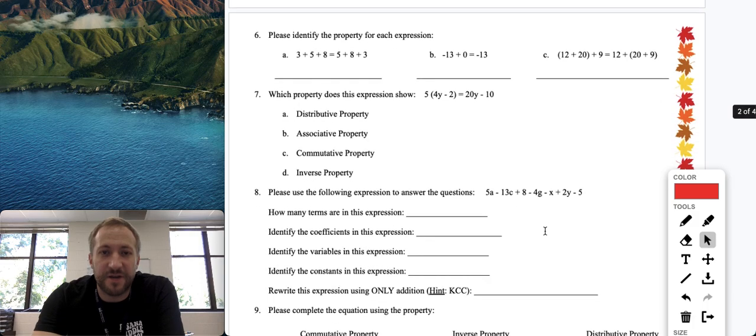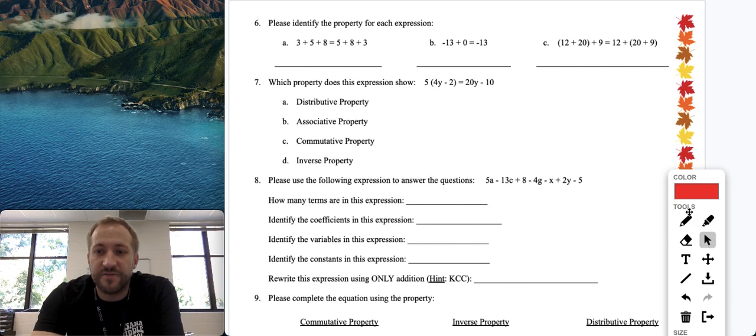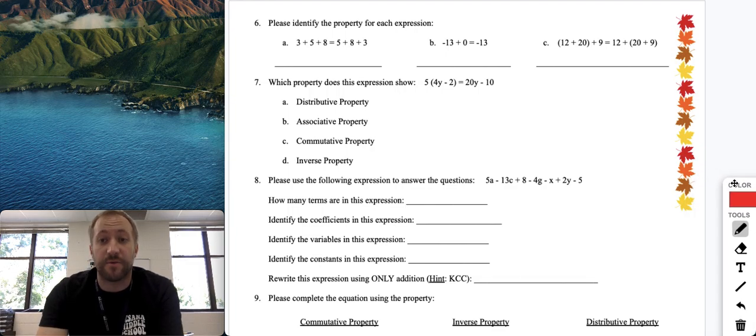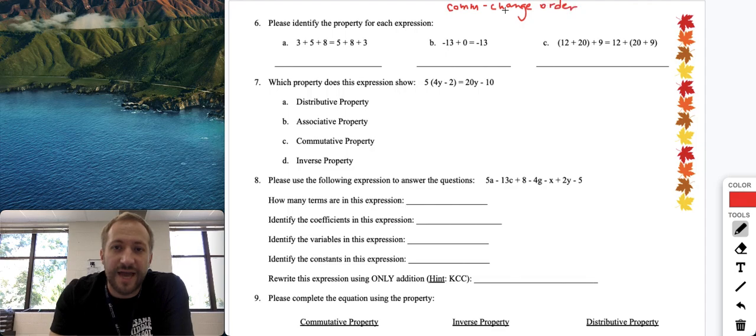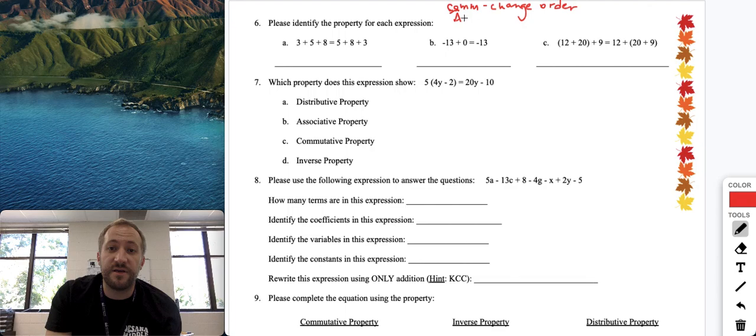Let's look at number 6 right here. Please identify the property for each of these expressions. So we have 5 main properties that we talk about. We have the commutative property. That's where we change the order. Remember how commutative starts with a C and an O? It always reminds me, C and O in commutative. C is for change, O is for order. Change the order. Associative property, that changes the grouping, all right?